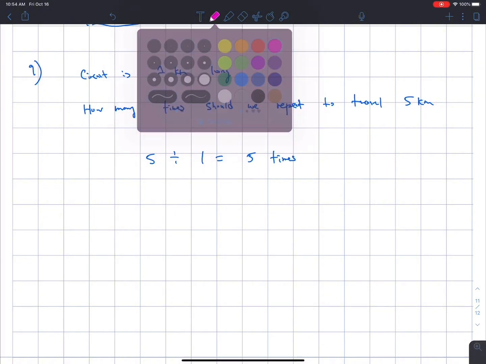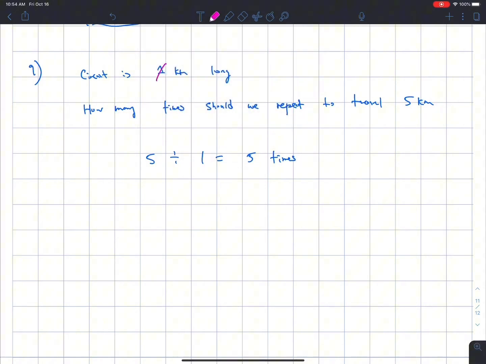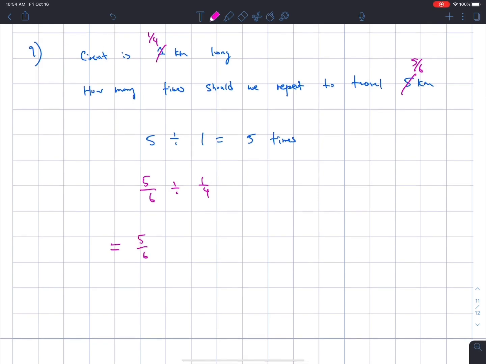So of course, these are not the easy numbers that they give us. They gave us 1 over 4 and 5 over 6. So it's the same idea. You just use 5 over 6 divided by 1 over 4. Because if you're dividing with easy numbers, you're still dividing with more difficult numbers. So 5 over 6 times 4 over 1. We simplify. Divide this by 2 to get 2. Divide this by 2 to get 3. So we have 10 over 3, which is 3 and 1/3 times.